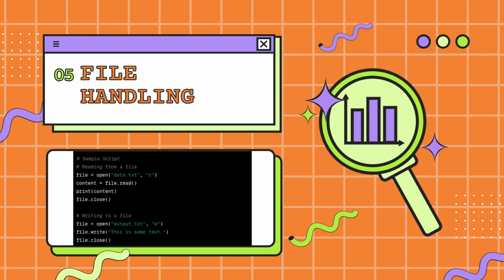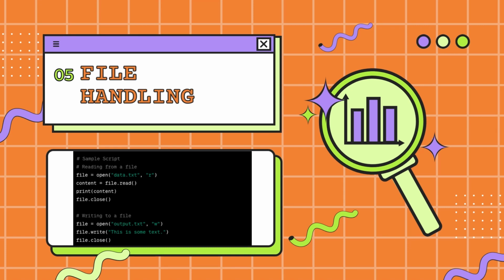In the first part, we open a file named data.txt in read mode, "r". We then read the content of the file using the read function and store it in the content variable. Finally, we print the content and close the file.